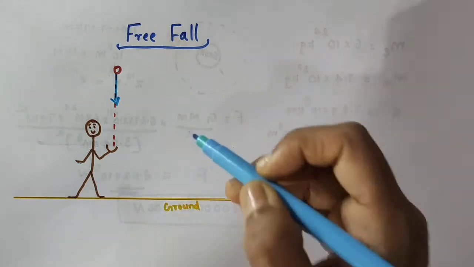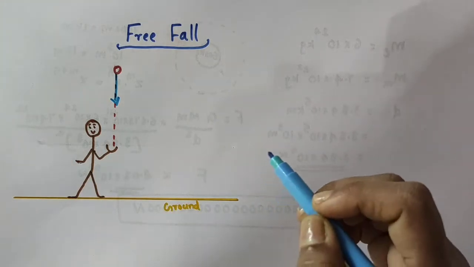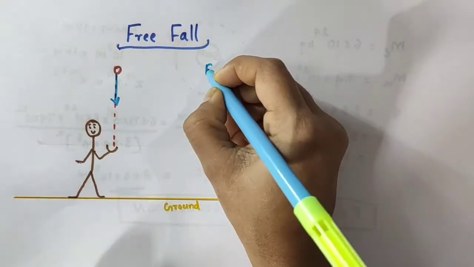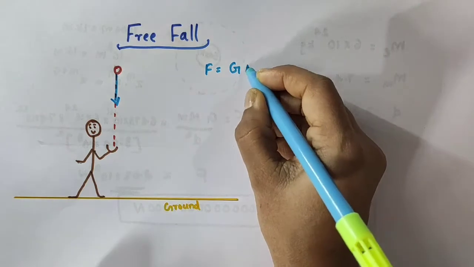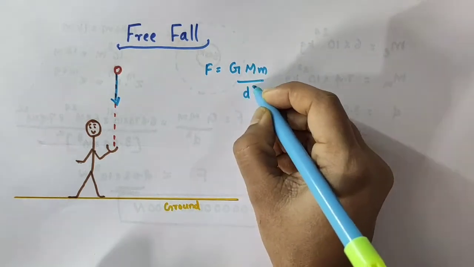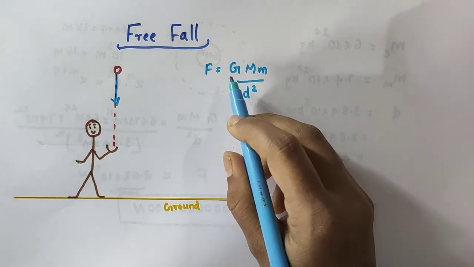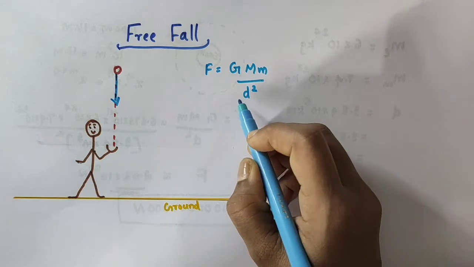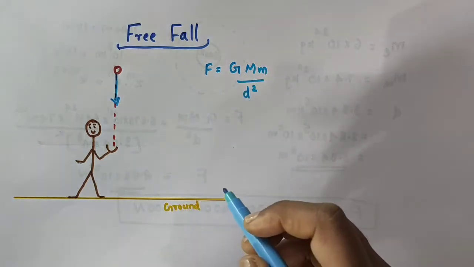Now, when we discussed the universal law of gravitation in our previous video, we got an expression for the gravitational force of attraction between two objects as F is equal to G into m1 m2 divided by d square. G is the universal gravitation constant, m1 into m2 is the product of the masses, d square is the square of the distance or separation between the two objects, and F is the force of attraction between the two objects.